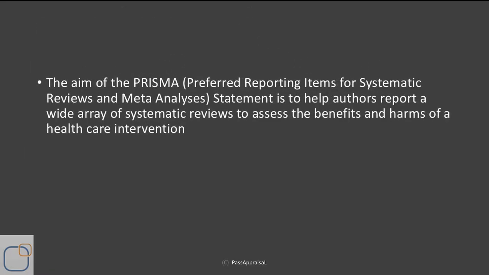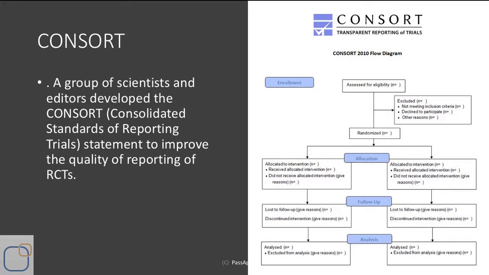PRISMA. PRISMA stands for Preferred Reporting Items for Systematic Reviews and Meta-Analysis. This is to help authors report a wide array of systematic reviews to assess the benefits and harms of healthcare intervention. So remember PRISMA for systematic reviews, meta-analysis. CONSORT. CONSORT is probably one of the most well-known flowcharts that we have when it comes to reporting studies. It stands for Consolidated Standards of Reporting Trials, and this was developed by a group of scientists and editors who got together to improve the quality of RCT reporting.